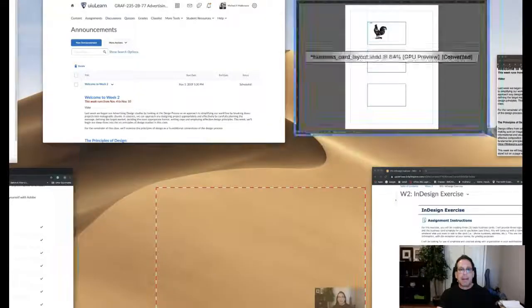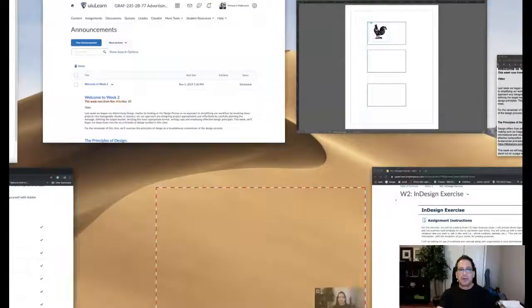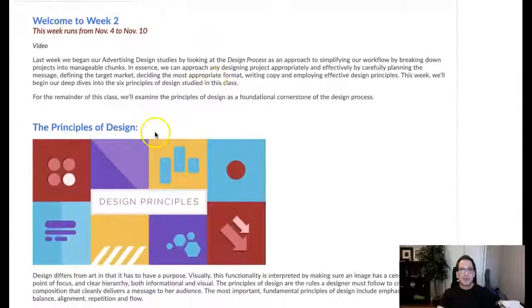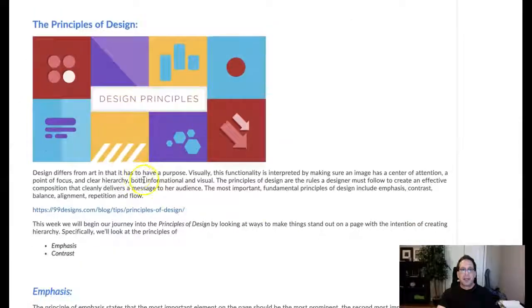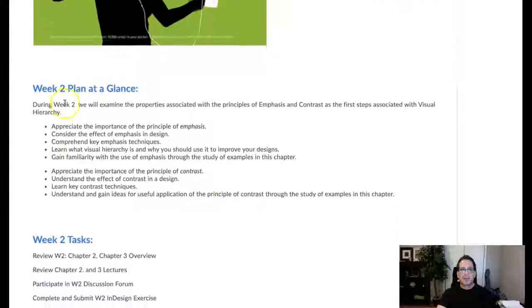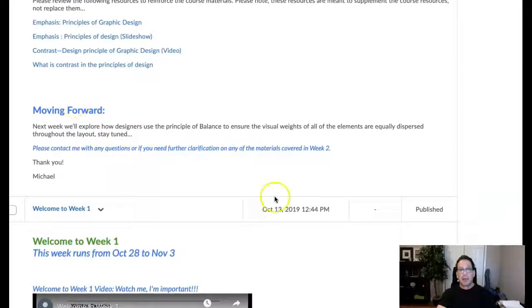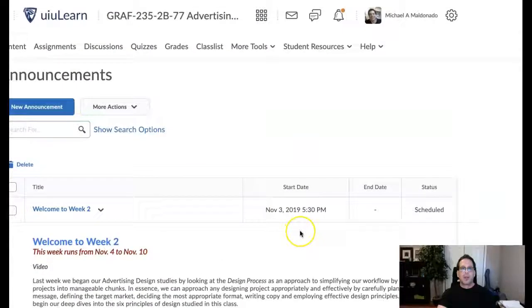Okay, back to the task at hand, and we are back at the course page. So that kind of covers what's going on during week 2. Principles of design, kind of an introduction here. We've got emphasis, an example, contrast, an example. Over here we have our plan at a glance, our tasks, our resources, and then moving forward. Okay, guys, so that is welcome to week 2.